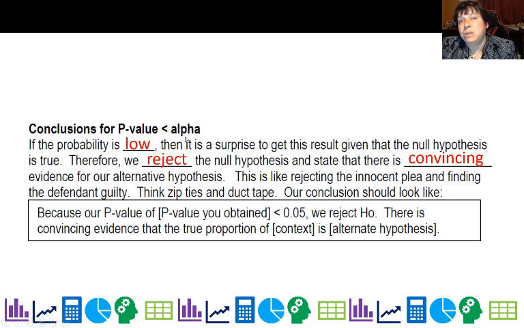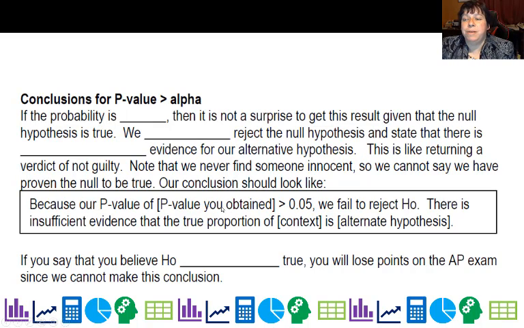If your p-value is lower than your alpha, we say because our p-value of whatever number you get is less than 0.05, we reject H naught or null. There is convincing evidence that the true proportion of whatever it is is either higher or lower or just not equal to. All right. By the way, this 0.05, do we have to use 0.05? As I mentioned in the previous slide, we do not. It's just the convention. What if our p-value is higher than alpha?